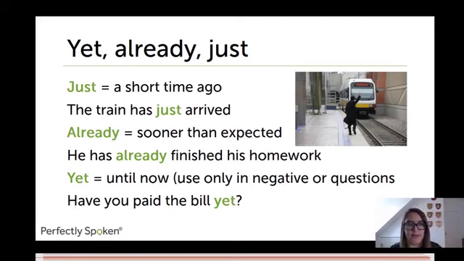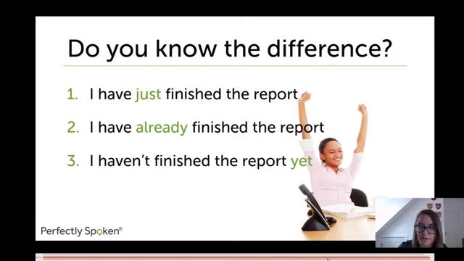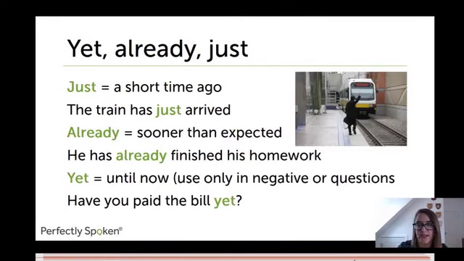And yet means until now. But note that we only use this in a negative or a question form. Have you paid the bill yet? Do you remember in the example we looked at, there was a negative. I haven't finished the report yet. So yet you're going to use in a negative or a question.